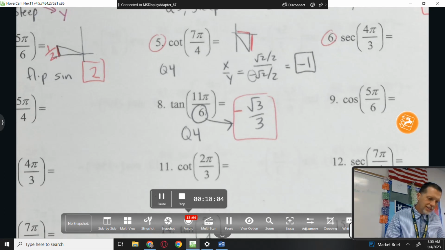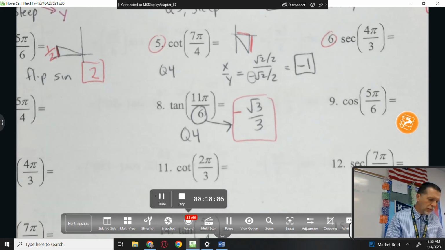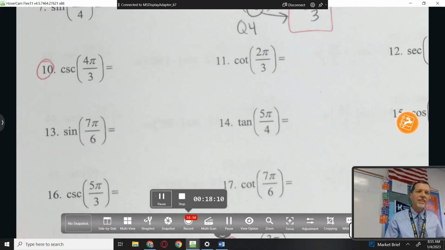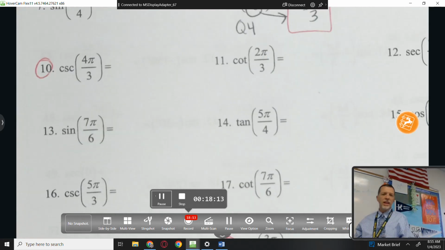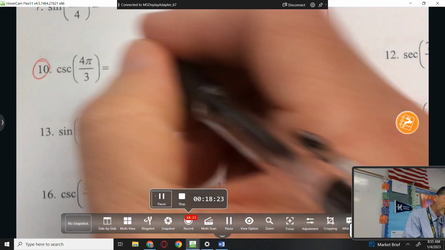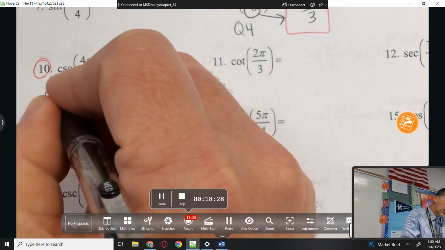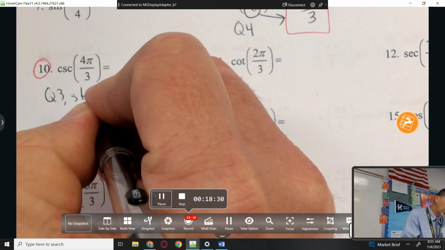Let's see. Secant, we'd flip one of those. Let's do number 10. Skip down to number 10. That's an easy one. 4 pi over 3. What quadrant is 4 pi over 3? Third, because it's a little bit bigger than pi. How do you know it's steep? Over 3.